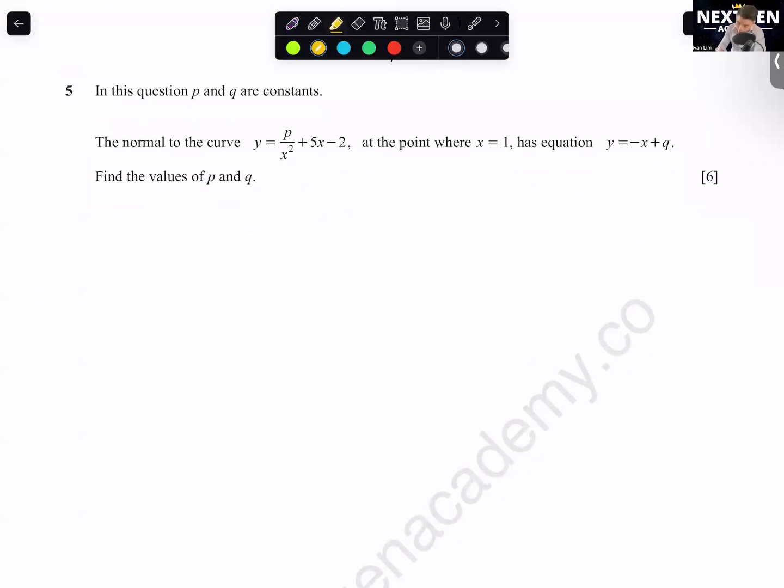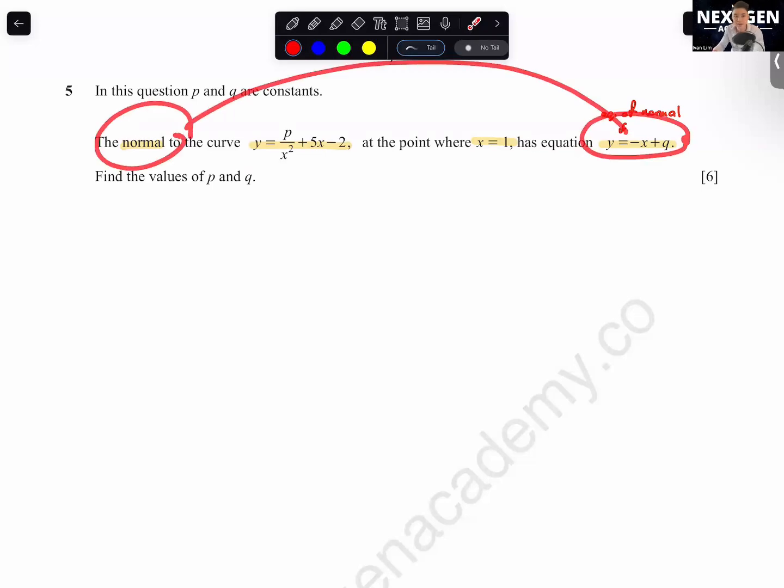They say the normal to the curve at the point where x equals 1 has equation y equals negative x plus q. That means this is your equation of the normal. That's what they are referring to. They like to put it in a sentence like this: they say normal to the curve, then after that the equation is at the back end. So what do we need to find first? They gave us a curve. When we have a curve and they mention a normal or tangent, you need to do dy over dx.